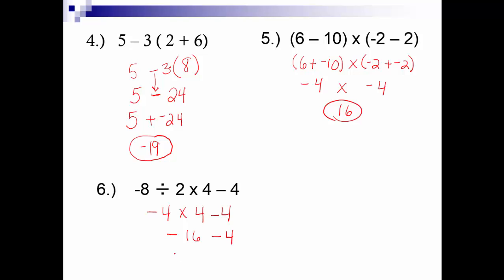I'm going to go ahead and keep, change, change. Keep my negative 16, change my subtraction to addition, change that 4 to a negative 4. Signs are the same. I'll find the sum. The sum of 16 and 4 is 20. What do I have more of? I have more negatives. So your answer on that one is a negative 20.